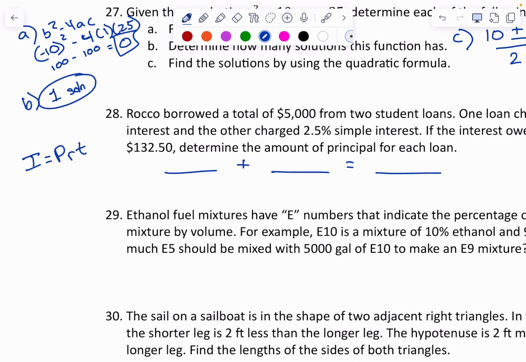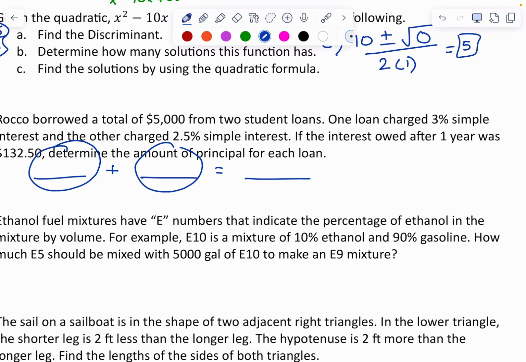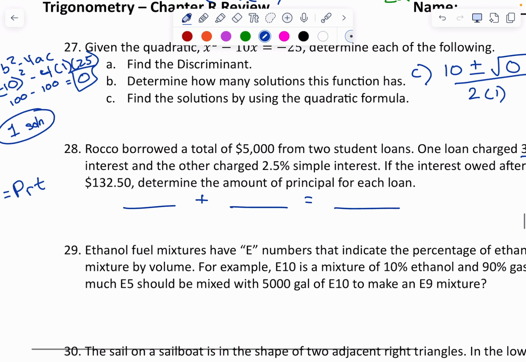He borrowed a total of $5,000 from 2 student loans. So this loan here plus this loan here ends up being $5,000 total. One loan charges 3% interest. So I've got my principal times my rate times my time for each. My rate of my first one is 0.03. And the other charges 2.5%, that is 0.025.